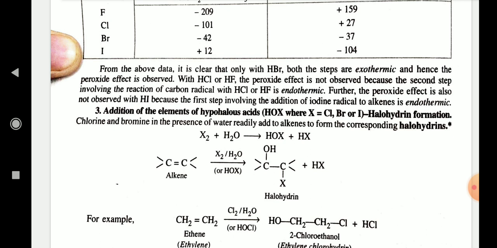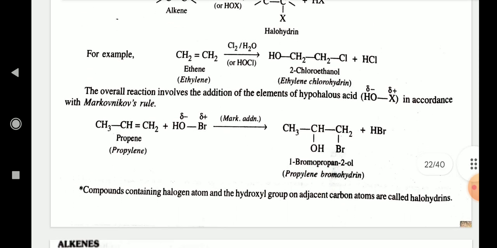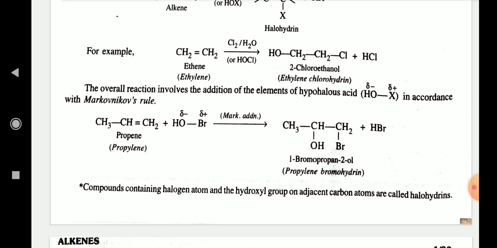Third is addition of elements of hypohalous acids HOX, where X is Cl, Br or I. Halohydrin formation. Chlorine and bromine in the presence of water readily add to alkenes to form the corresponding halohydrins. The overall reaction involves the addition of elements of hypohalous acid in accordance with Markovnikov's rule. Compounds containing halogen atoms and the hydroxyl groups on adjacent carbon atoms are called halohydrins.